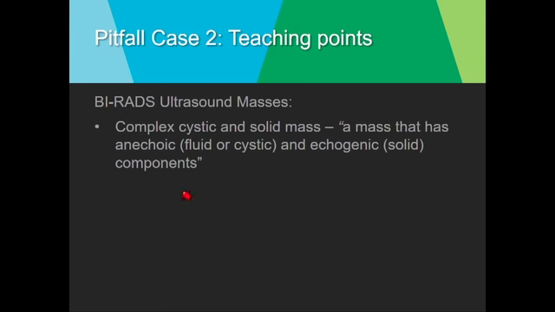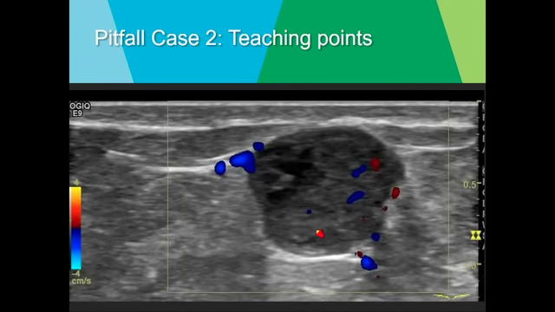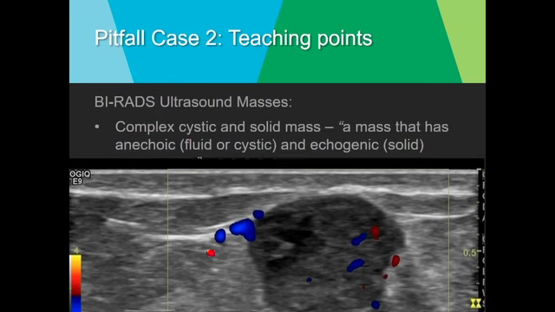So BI-RADS defines a complex cystic and solid mass as a mass that has anechoic, fluid or cystic components, as we just saw, and echogenic or solid components. This includes cysts with thick walls, and they define thick as 0.5 millimeters or greater, thick septations, or solid intracystic or mural components. It also includes solid masses with cystic spaces. As you recall, that was the last companion case we saw.